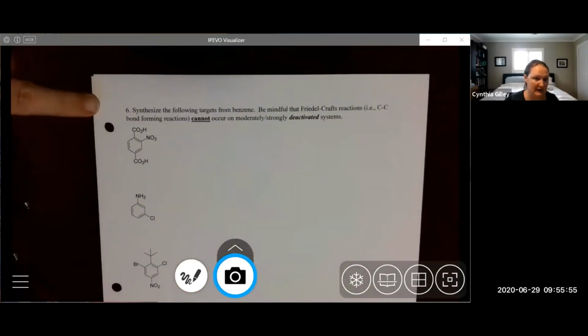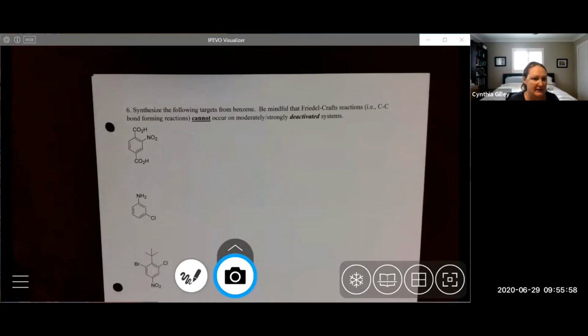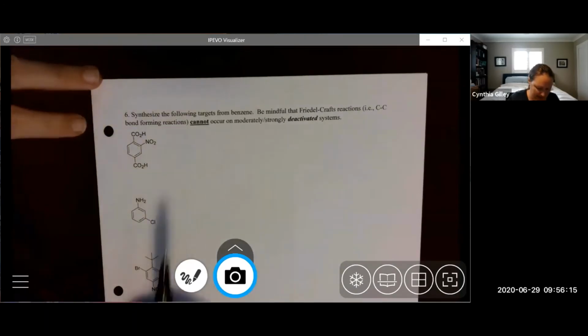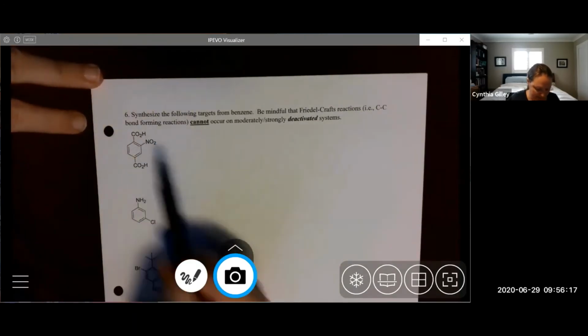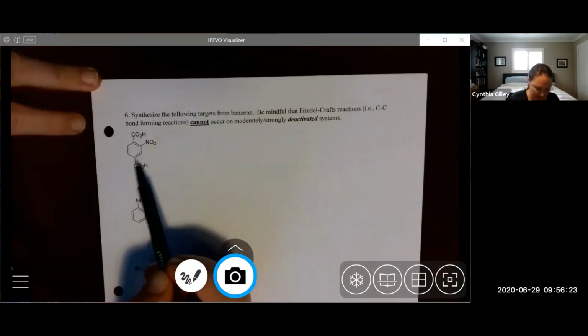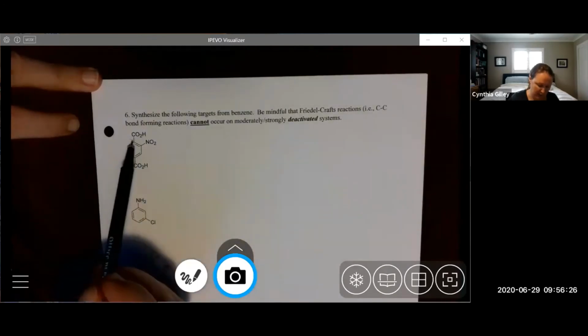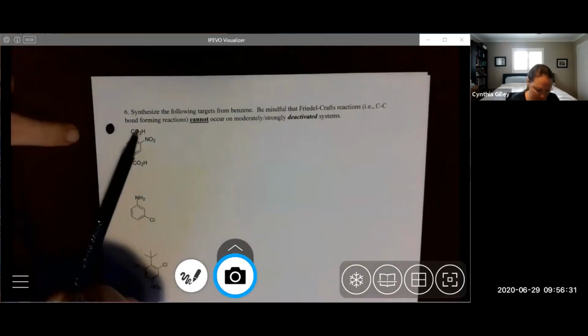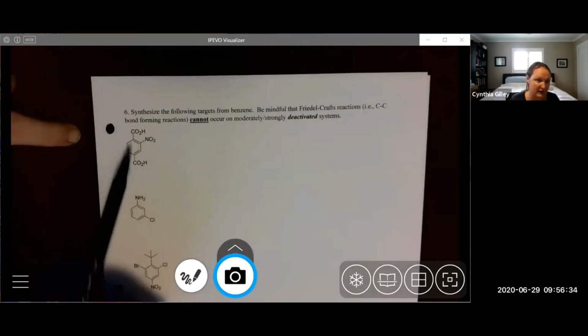So now we're practicing synthesis. We're going to synthesize the following targets starting from benzene. And then just pay careful attention to the fact that we cannot do any sort of Friedel-Crafts reaction on a moderately or strongly deactivated system. Okay, so looking at this one, I probably don't want to introduce the nitro first, because if I do, it is a meta director. I might be able to get this group on, but there would be a very difficult time getting this ortho nitro. So it makes more sense probably to introduce an ortho-para director here and eventually convert that to a nitro.